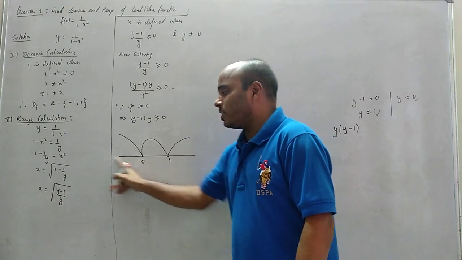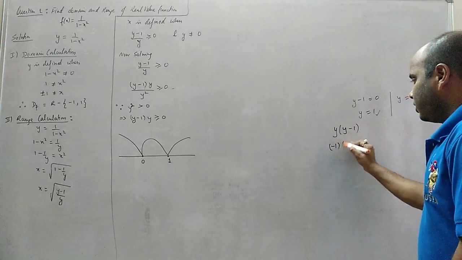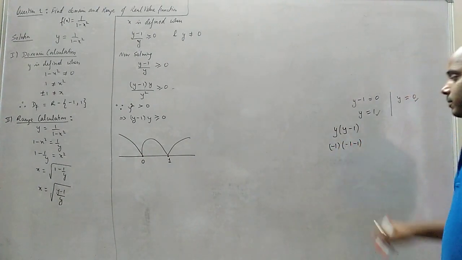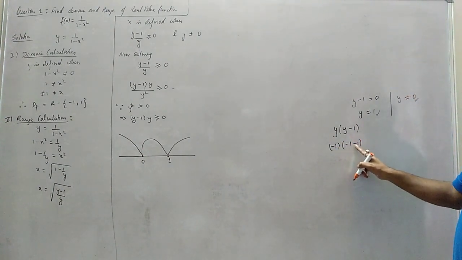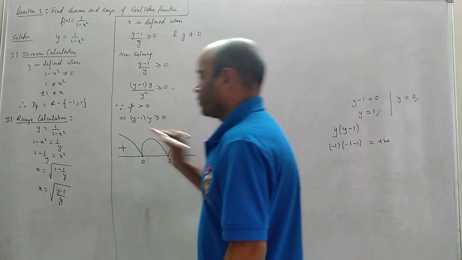Take any value from the left side of 0. Take minus 1, so we substitute minus 1 here. Minus 1, minus 1. How much will we get? Minus 2. Minus 2 into minus 1 is positive. Clear? So this region is positive.